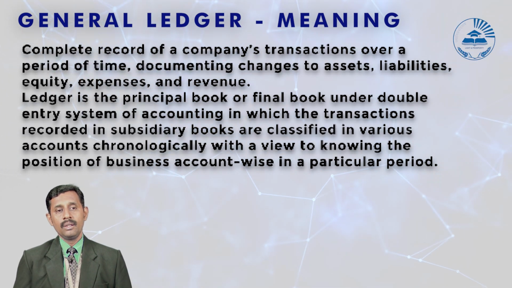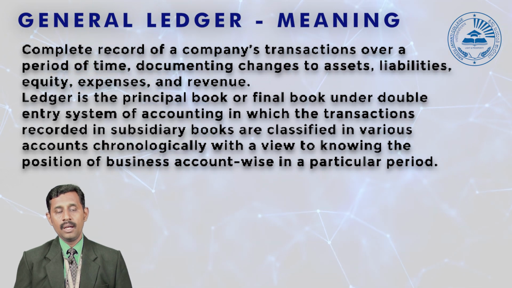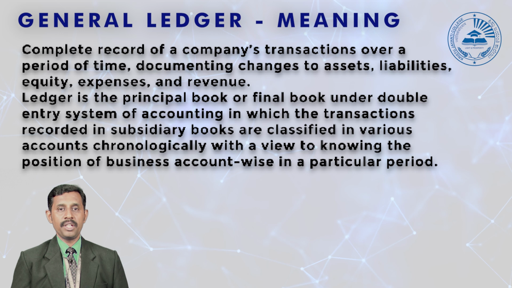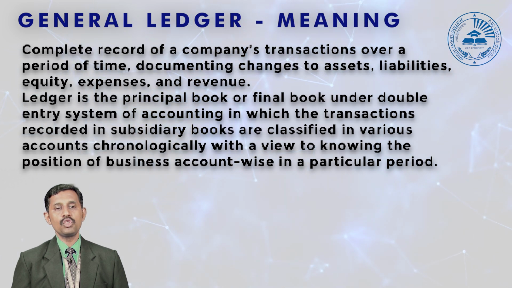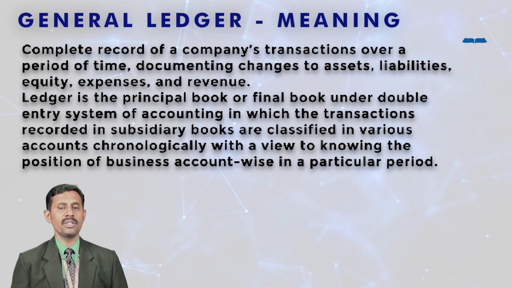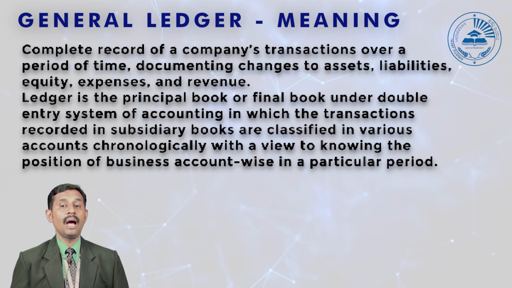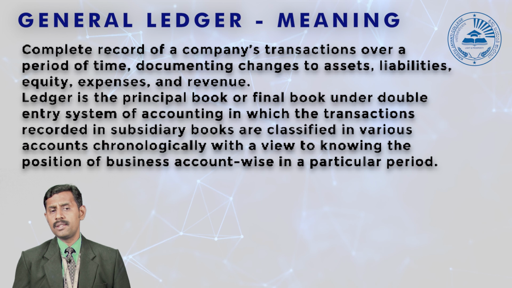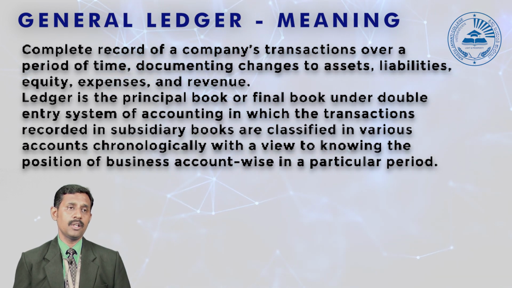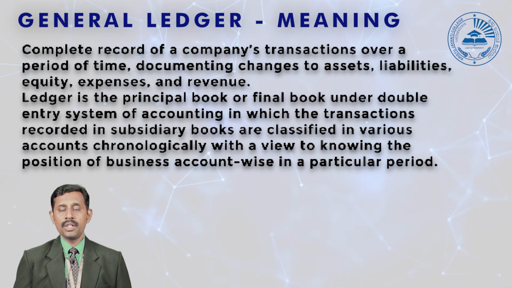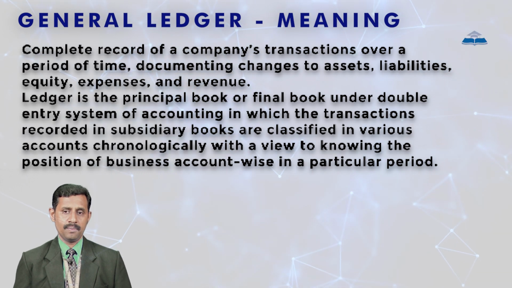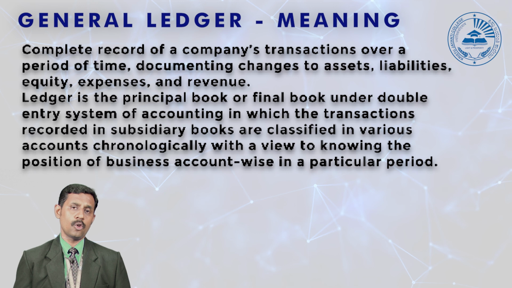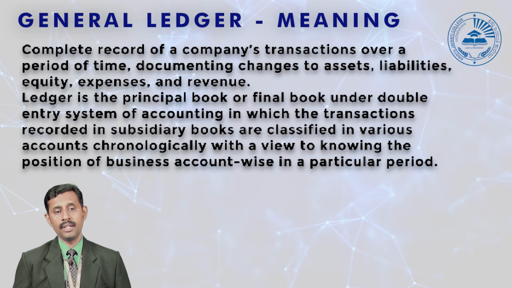Generally, the ledger is a complete record of a company's transactions over a period of time, documenting changes to assets, liabilities, equity, expenses, and revenue. This ledger is the principal book or final book under the double entry system. It records all the transactions, and they are classified on a particular basis, the chronological basis. That is needed.